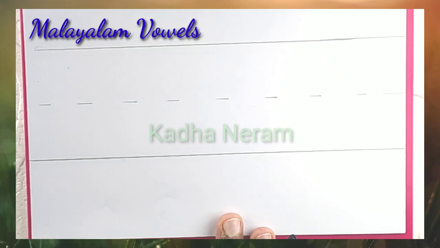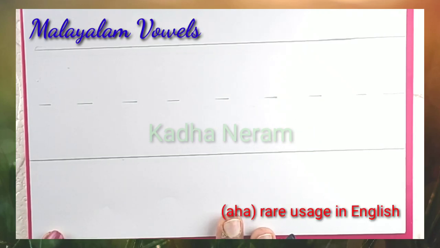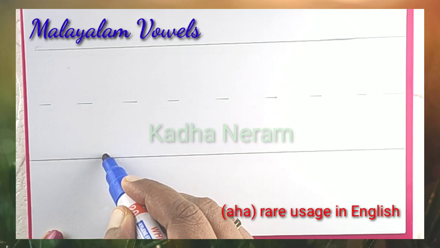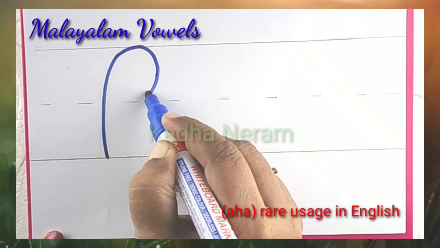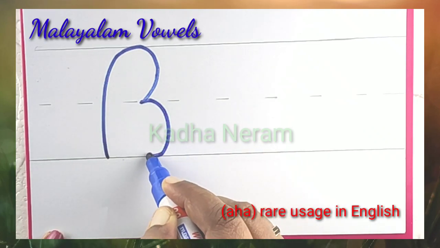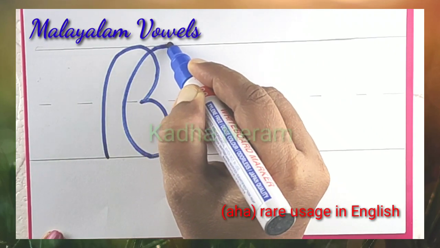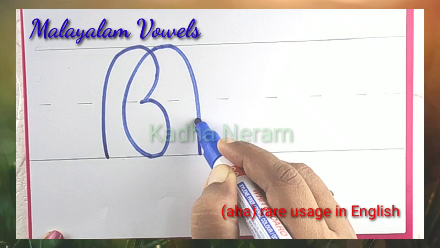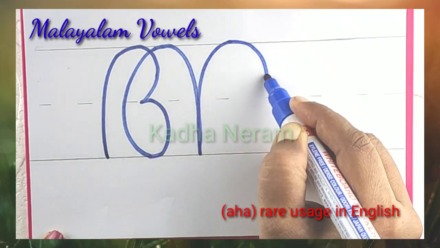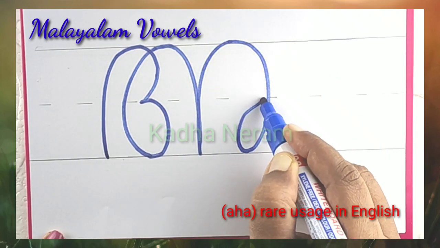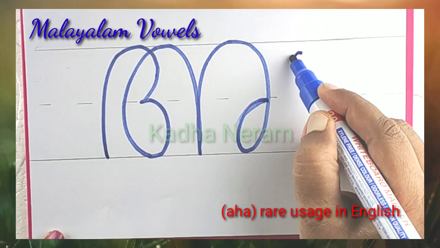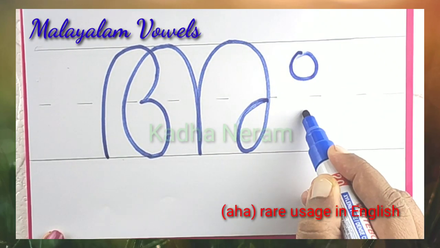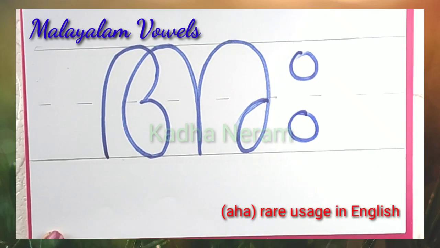And the last vowel is A again. So here we'll start A, down, up here, down, and again go up. That is A. And the last A we will be putting two rounds also.